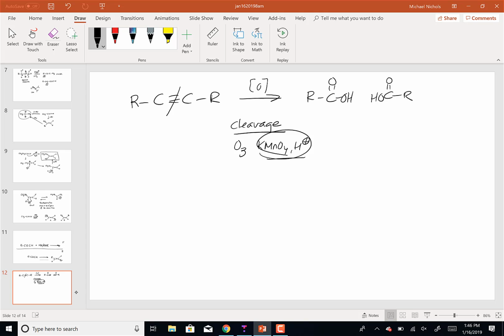In order to cleave a triple bond, you have to use a harsh reagent, which means you'll split it apart and all you get is 2 carboxylic acids. You don't have to worry about, did I make an aldehyde and a carboxylic acid? Did I make an aldehyde and a ketone? What did I make? You always make 2 carboxylic acids.